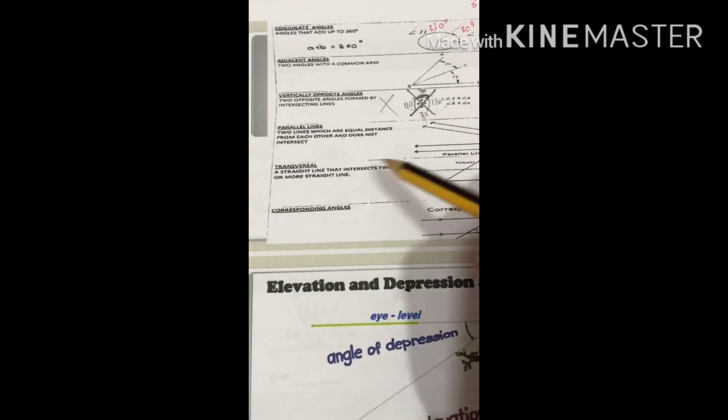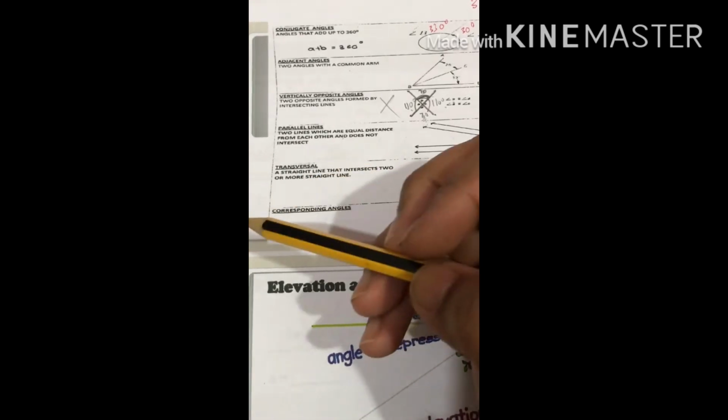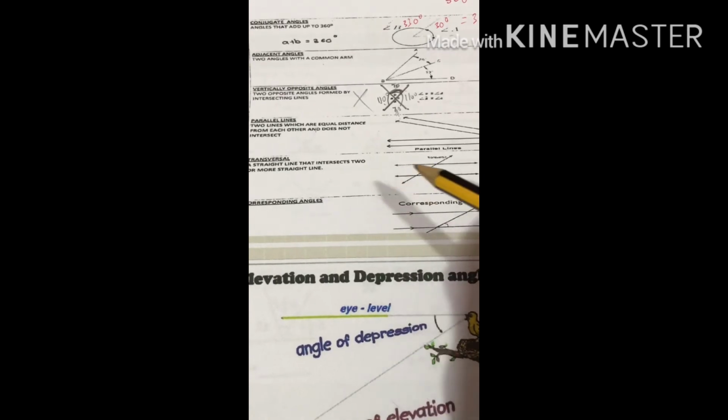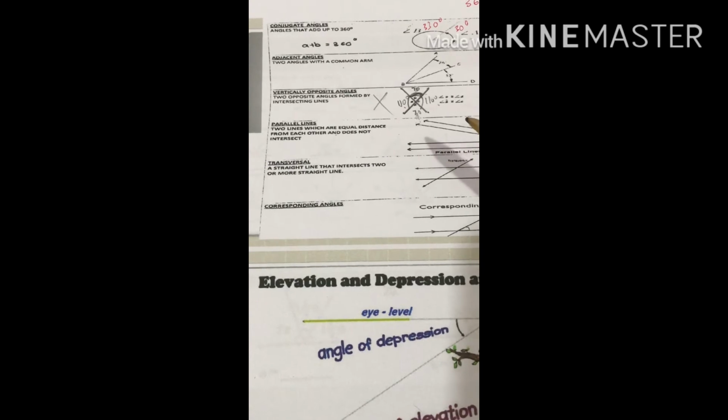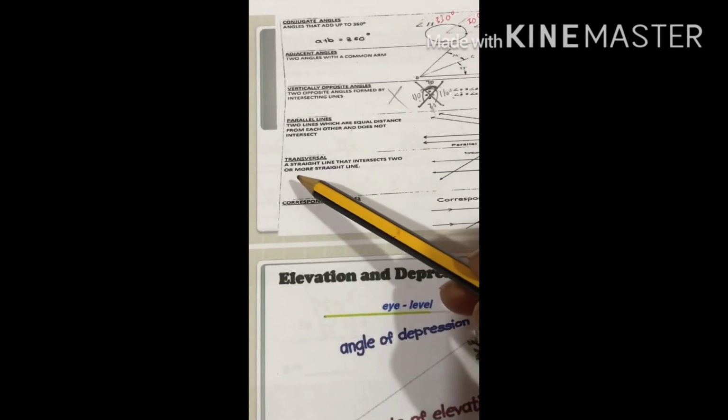And then transversal. Okay, what's the meaning of transversal? A straight line that intersects two or more straight lines. So this is a very important part. You must memorize it. Later I will explain why. From the transversal you can form three types of angles. Later I will explain that.